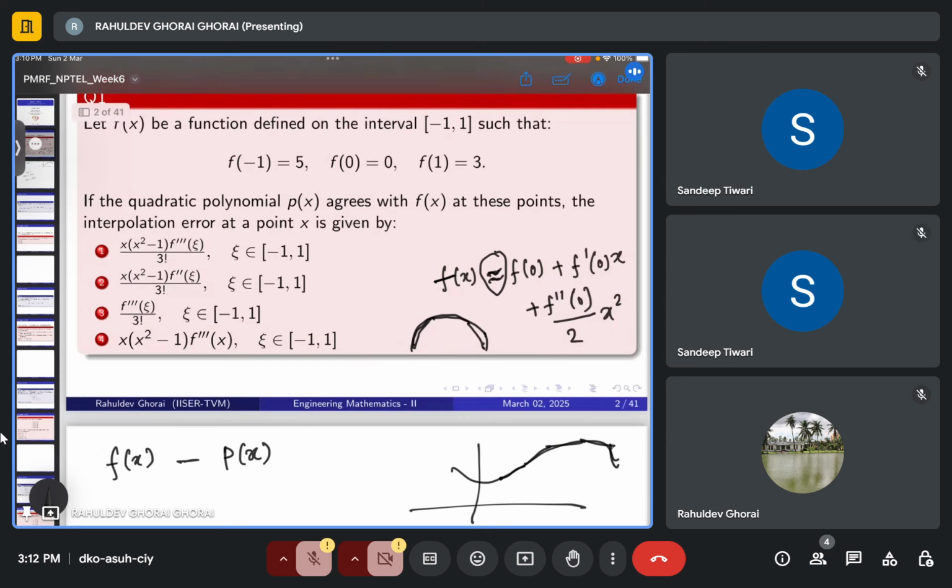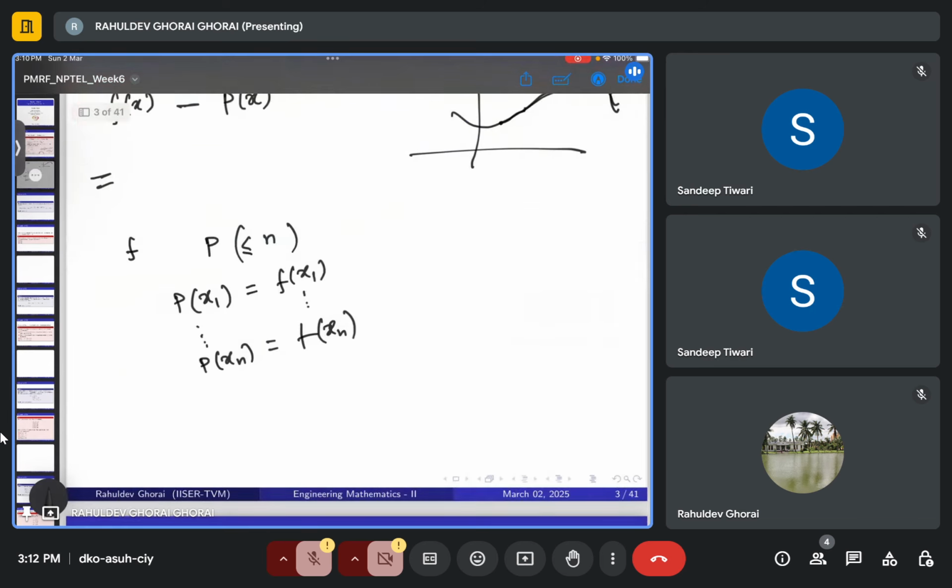For this case, 3 points are given. I am talking about the endpoints. One can remember this, or evaluate it, or prove it, but there is no need to. Just remember that f(x) minus p(x) will be 1 over (n+1) factorial times the (n+1)th derivative of f at xi(x), times the multiplication of those n points.